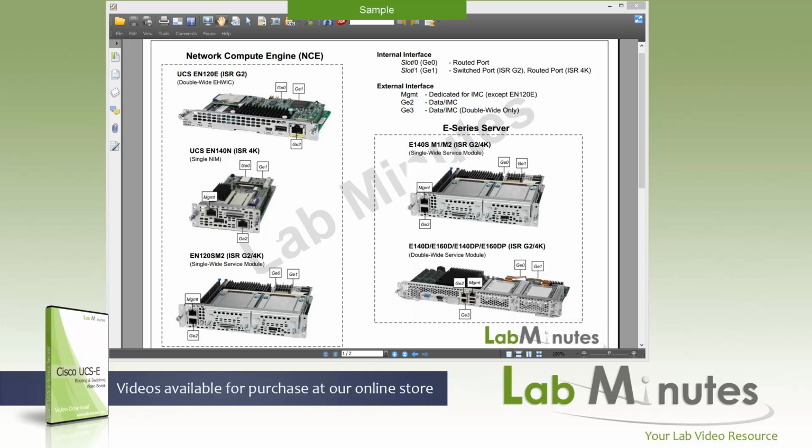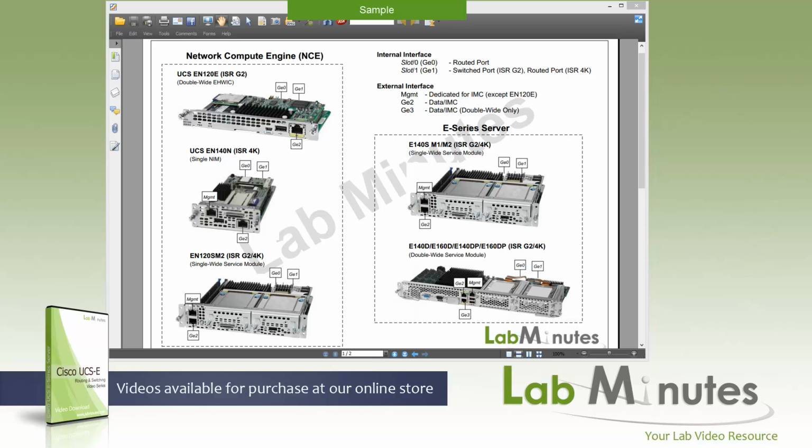UCS-E, which is short for UCS Express, is a complementary compute platform to the Cisco UCS product family. UCS-E is basically a standalone server, which means that unlike the UCS-B or C series, assuming you are already familiar with those, it cannot be managed by the UCS Manager, at least at this time.